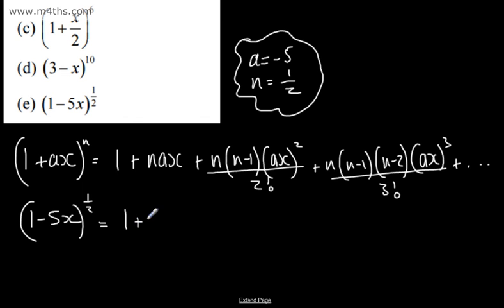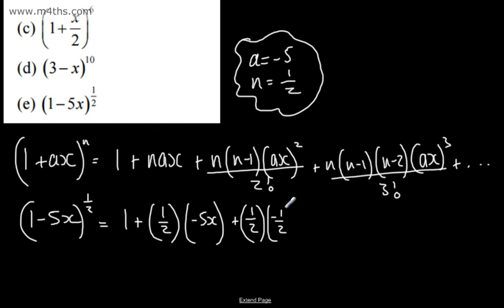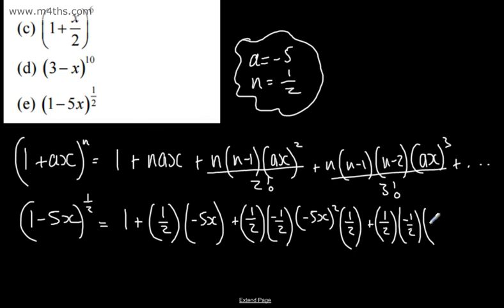1 plus n, which is 1/2, multiplied by ax, which is negative 5x, plus n, which is 1/2, n minus 1 is negative 1/2, then we're going to have now negative 5x, which we need to square, and divide by 2 factorial, which is the same as multiplying by 1/2, plus n, then we're going to have n minus 1, n minus 2, which is negative 3/2, we will have now the negative 5x, which we need to cube, and we'll divide this by 3 factorial or multiply it by 1 over 3 factorial, which is going to give us 1 over 6.